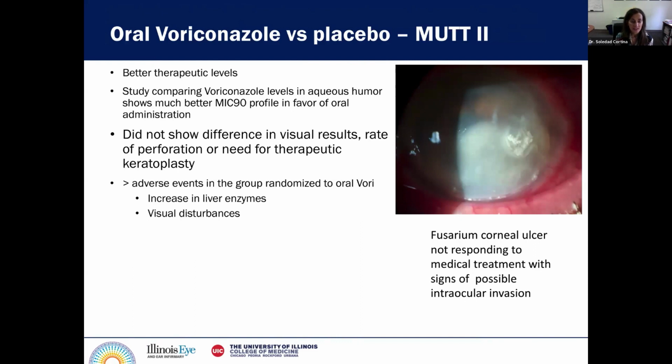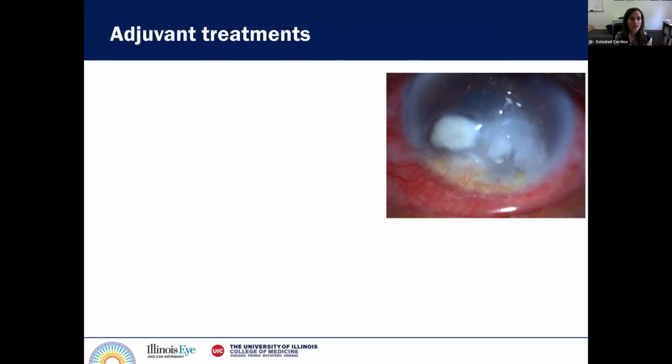But we did see significantly more adverse events in the group that was randomized to oral voriconazole, and that's to be expected: increased liver enzymes and visual disturbances. Subgroup analysis showed, though, that there might be a possible benefit of oral voriconazole, particularly for fusarium ulcers.